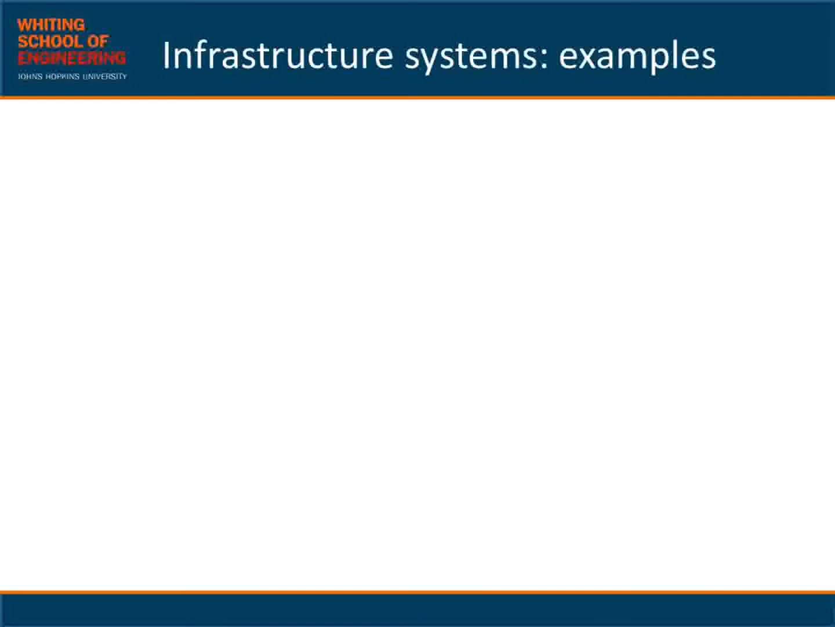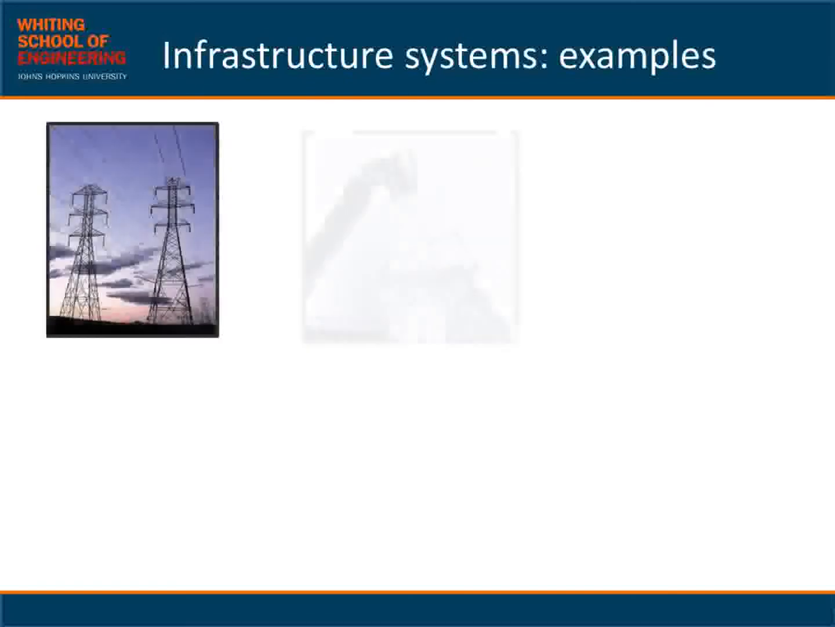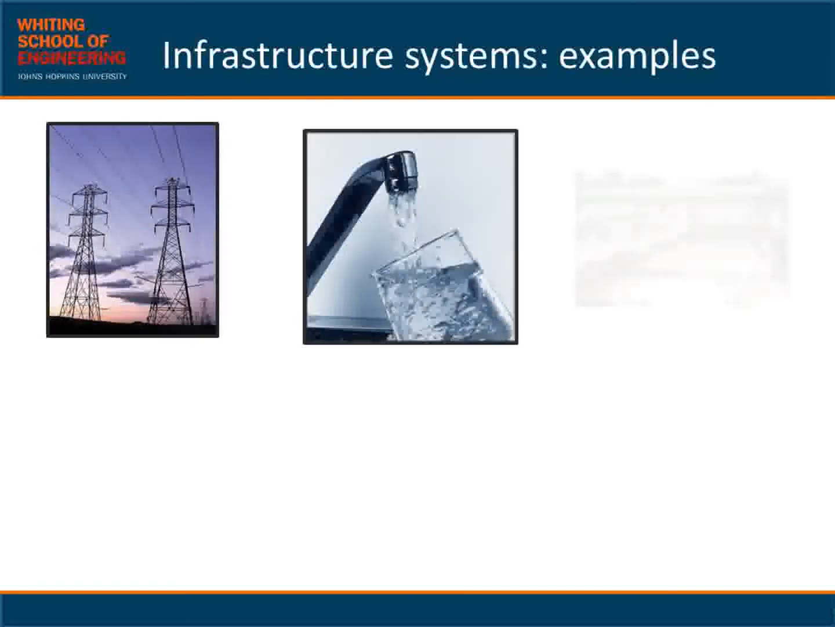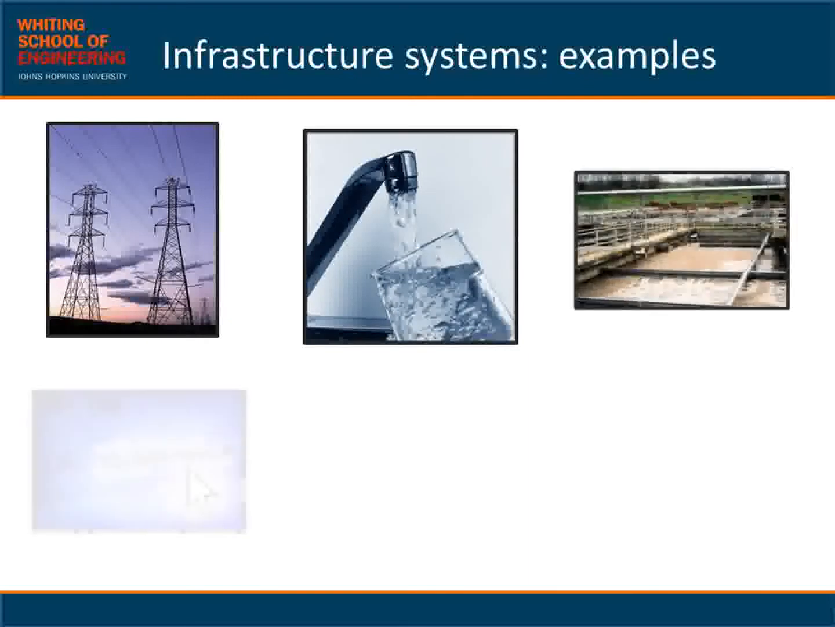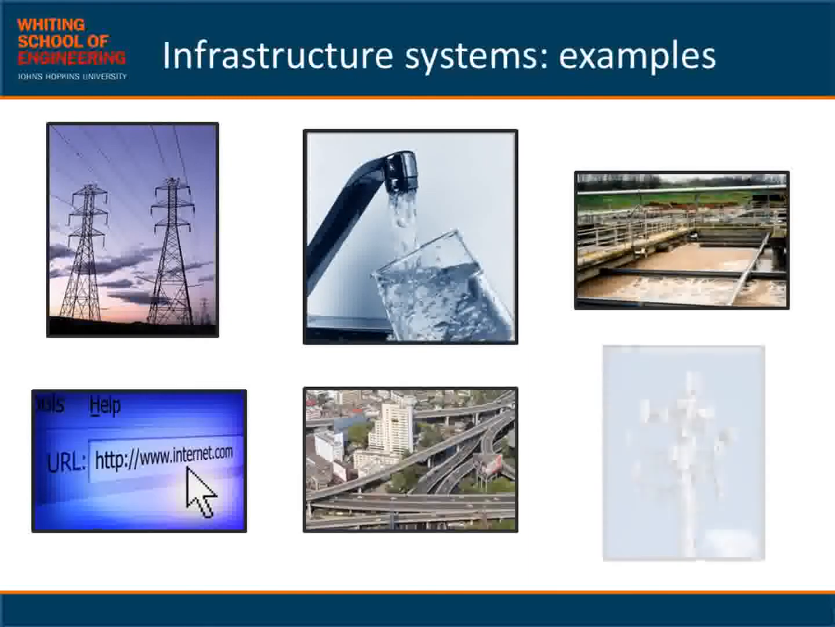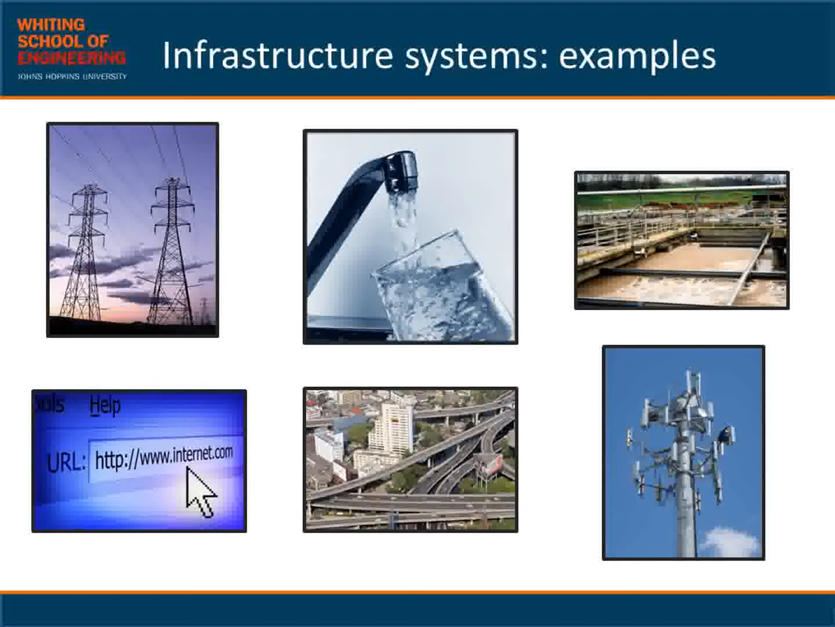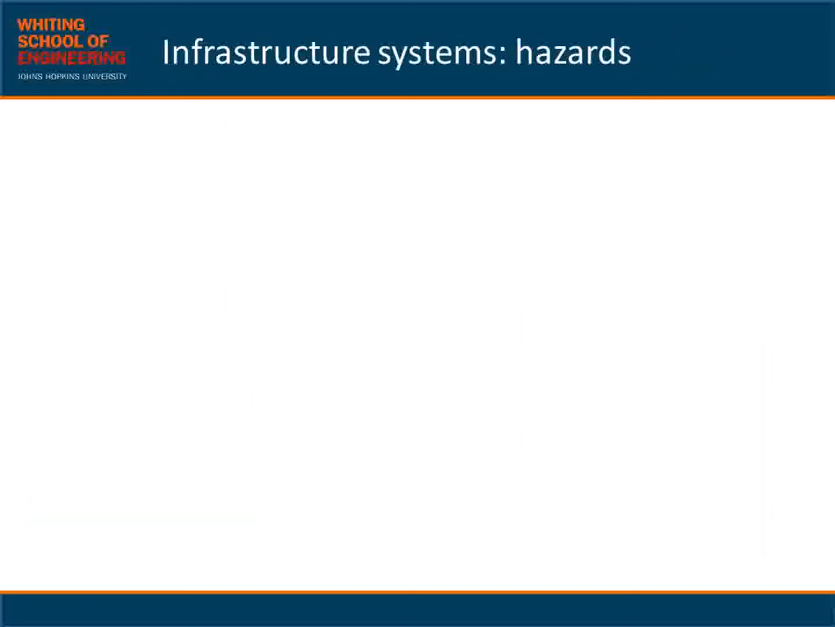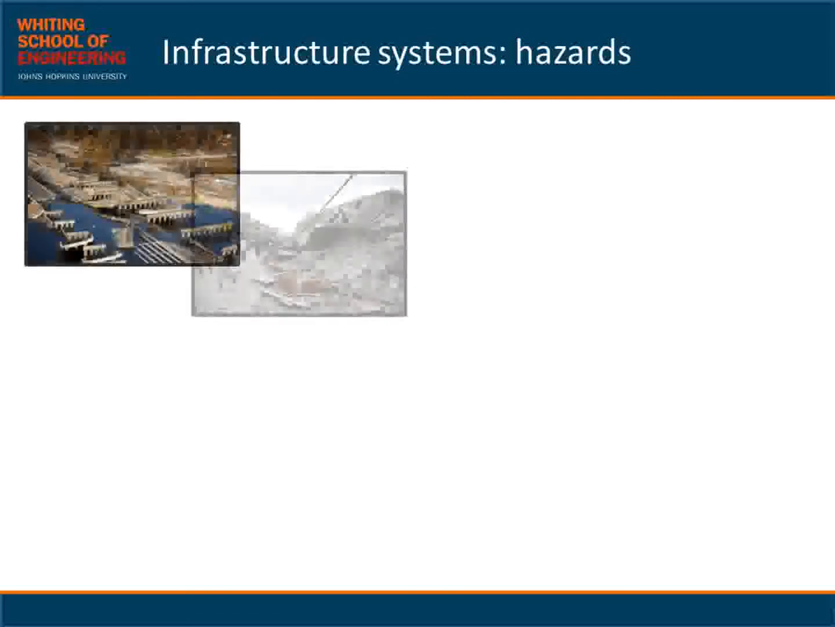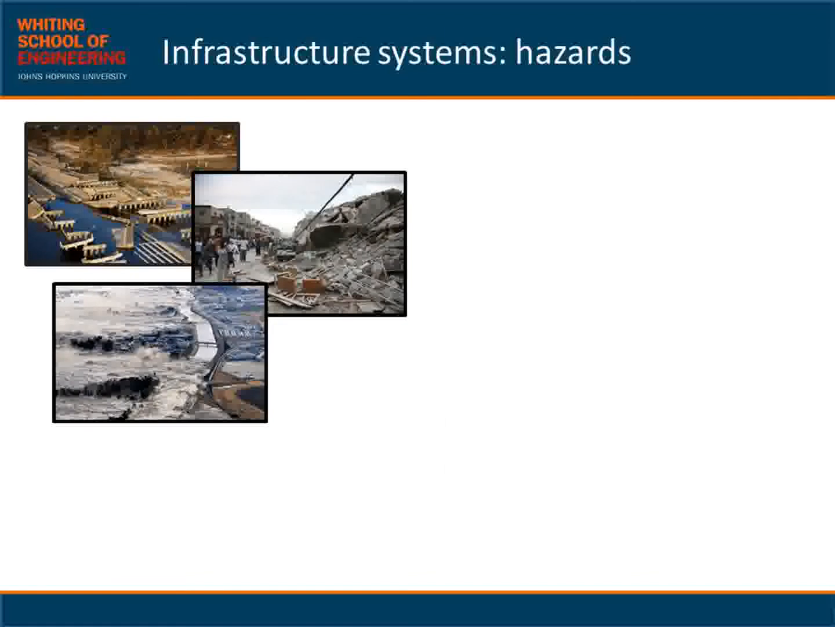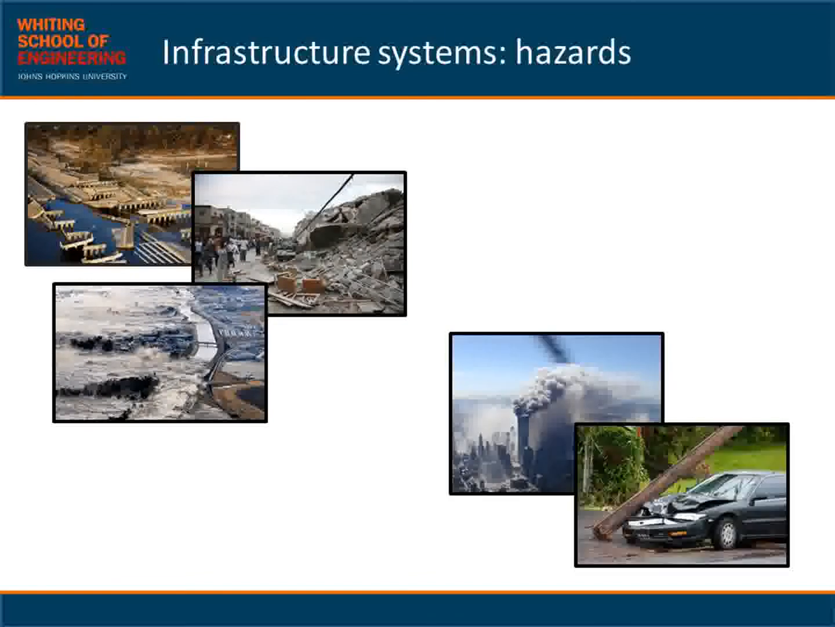Infrastructure systems play a key role in many aspects of our daily lives. Such systems include electric power transmission and distribution, drinking water, wastewater, the internet, transportation, and cellular communication. Unfortunately, infrastructure systems are prone to failures as a result of hazards, including natural hazards such as hurricanes, earthquakes, and tsunamis, and man-made hazards such as terrorism and accidents.